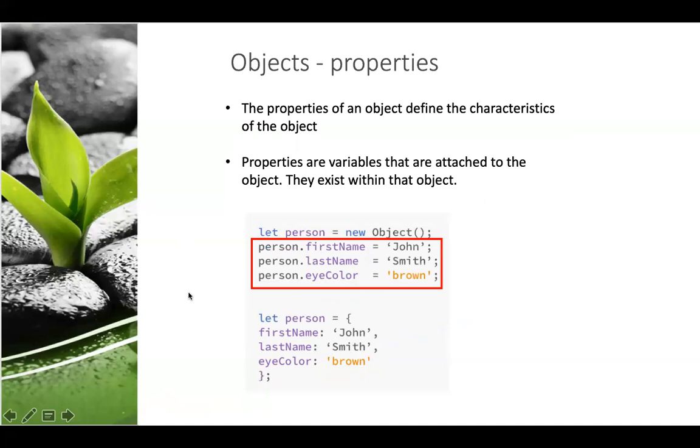Object properties, this is really easy. The properties of person are first name, last name, and eye color. They define the characteristics of the object. The properties are attached to the object, so they exist within that object. So that's pretty simple.